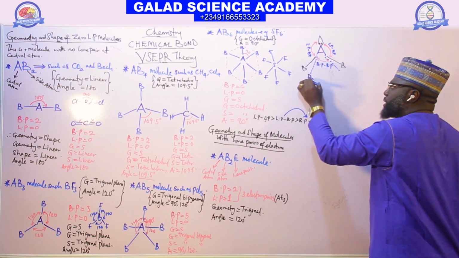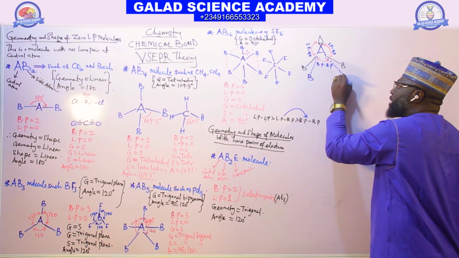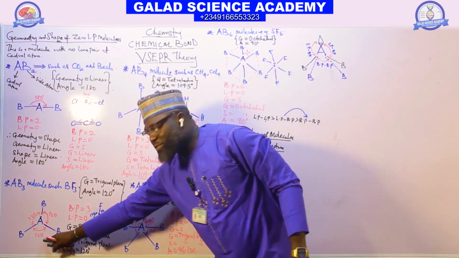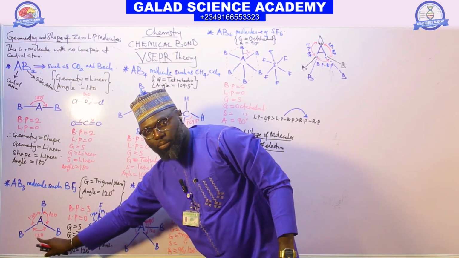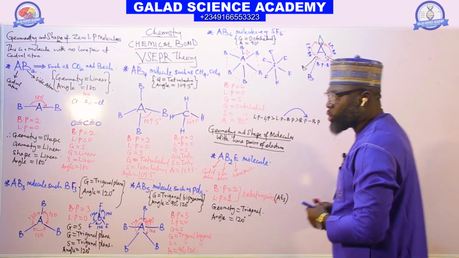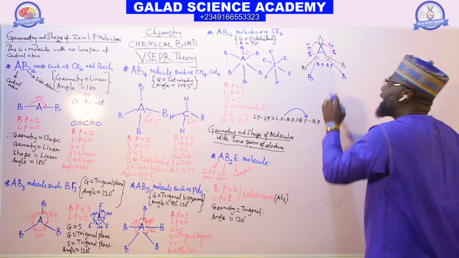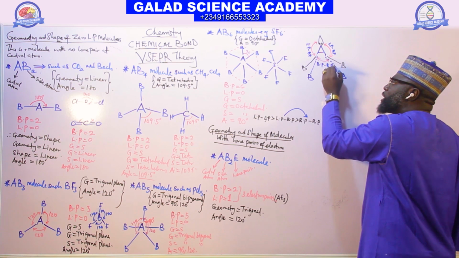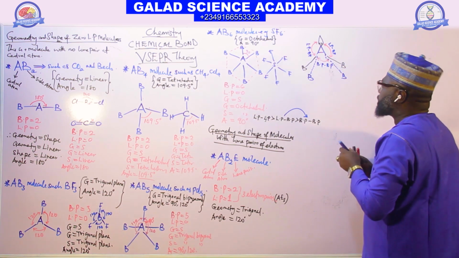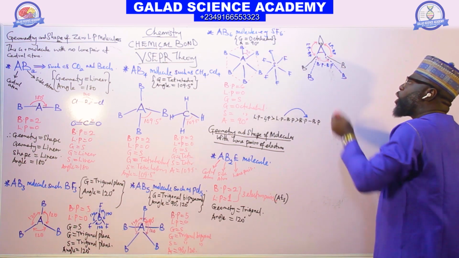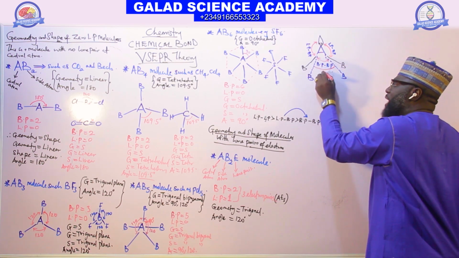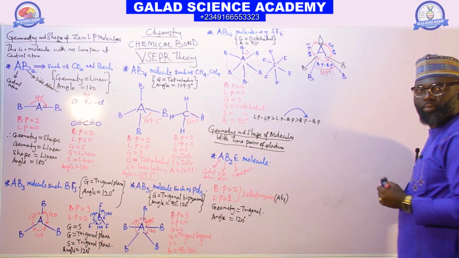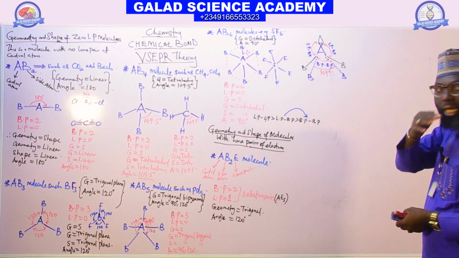You now have B. When it shifts, instead of the angle being 120 there, it will be reduced to angle 109, or less than 120. We now have a 109 angle here. Hope you are getting it now.